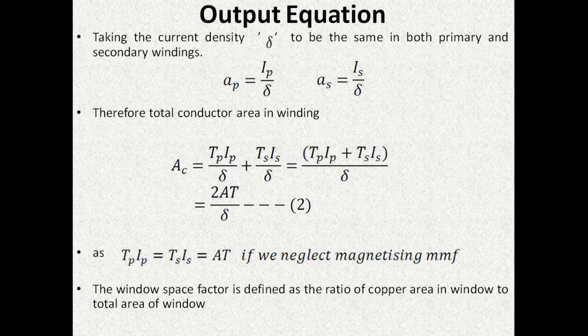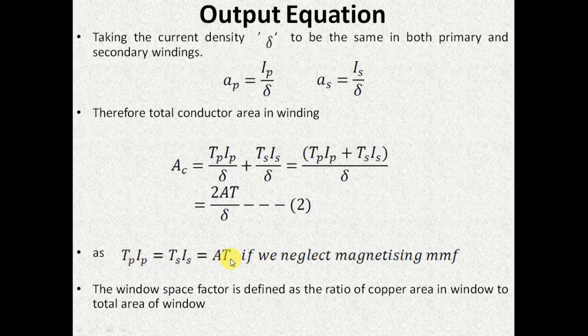From that relation I can say that I1 into N1 is equal to I2 into N2. The same statement is represented here as Tp Ip and Ts Is. These two terms are one and the same. Therefore, they can be indicated as At. As we can see here, Tp Ip is equal to Ts Is is equal to At.